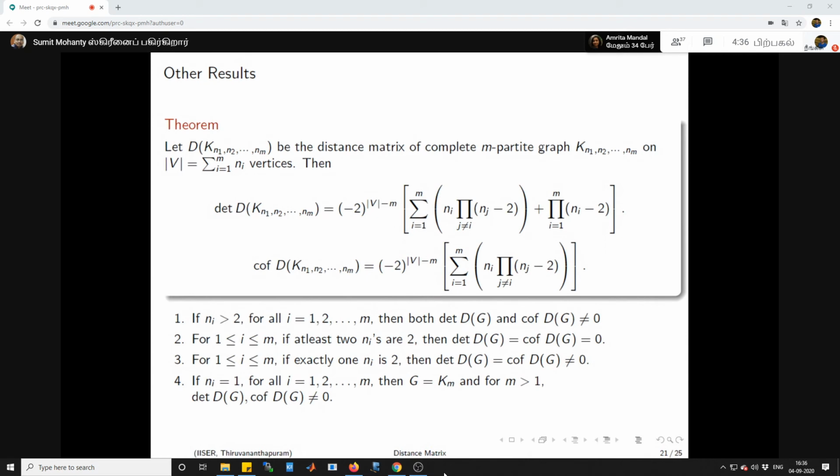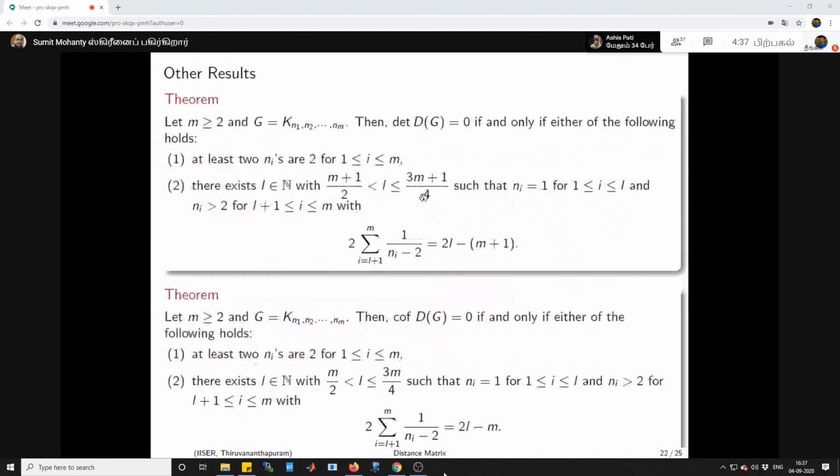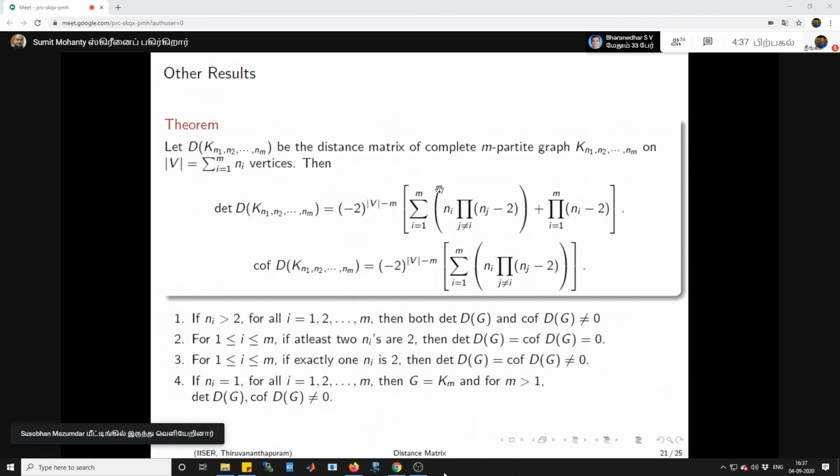The other result, which does not appear in their results because these cases do not come into the picture: for the complete multipartite graph, we are able to characterize exactly when the determinant will be 0. In this case, either two of the partitions are of size 2, or, since all other cases are covered, the only possible remaining case is where none of the n_i's are 2, some of the n_i's are 1, and others are strictly greater than 1.